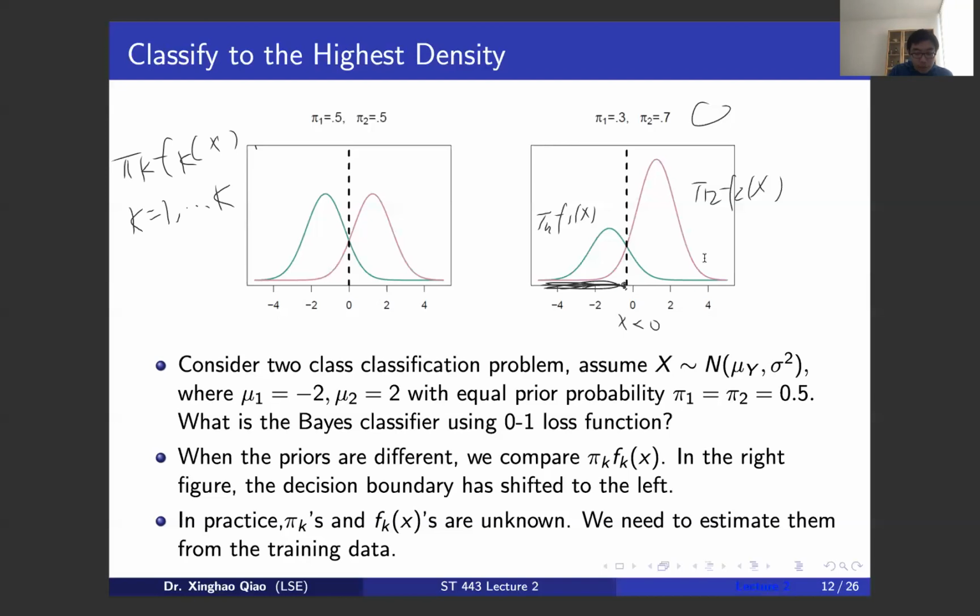In practice, pi k and fk of x are unknown. Even in this simple example, where we assume that x follows the normal distribution, this normal distribution is parametrized by two parameters, mu y and sigma square. So we need to estimate those parameters from the data. In this particular example, we need to estimate pi 1, pi 2, mu 1, mu 2, and sigma square. So there are 5 parameters that I want to estimate. These parameters need to be estimated from the training data.